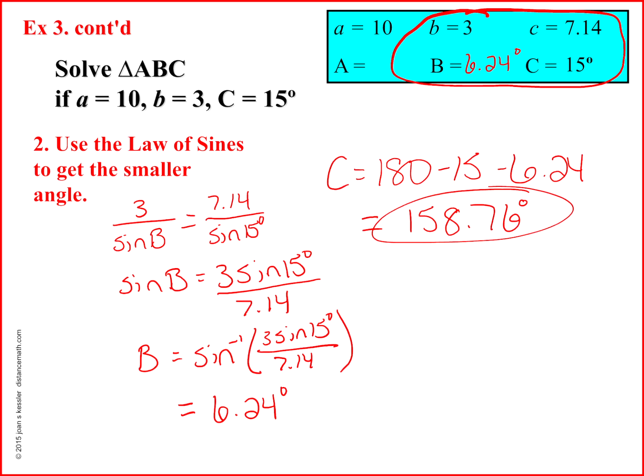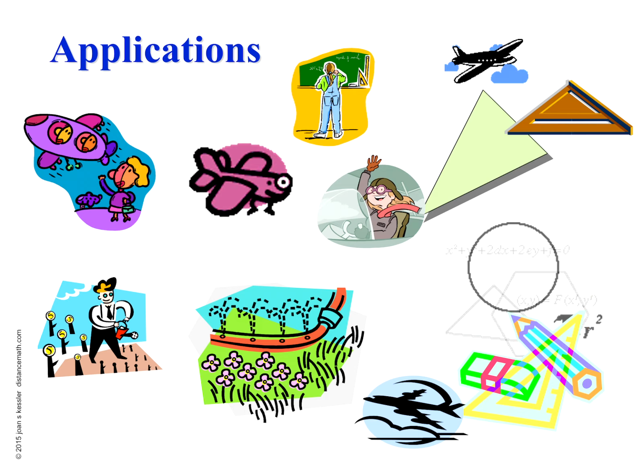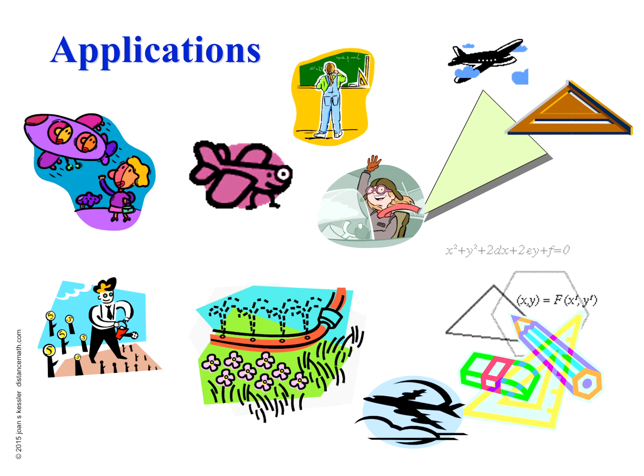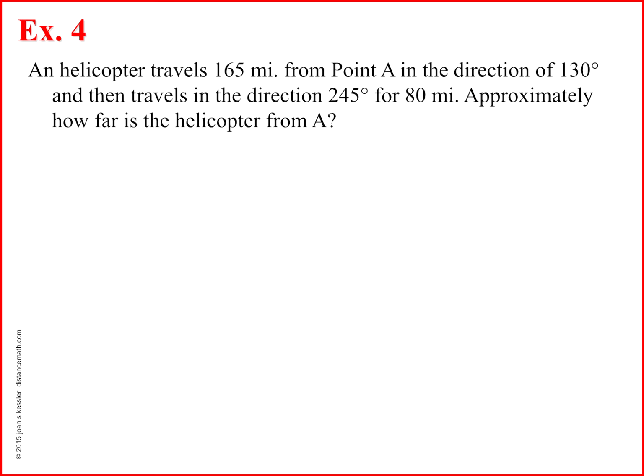So there's our example 3. Those are just some simple ones where they're asking you to solve a triangle given information. Now we need to look at some applications. There's lots of applications that deal with law of cosines and law of sines. We've looked at some for law of sines, so let's do law of cosines.